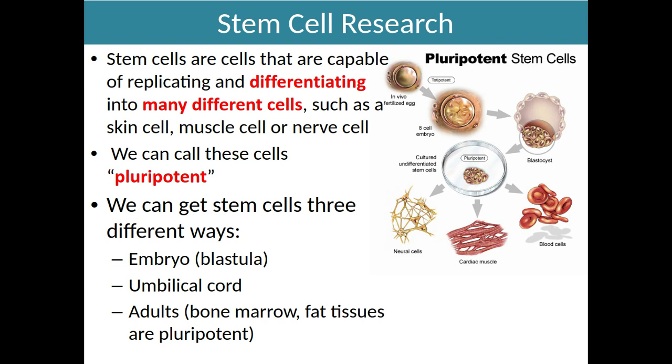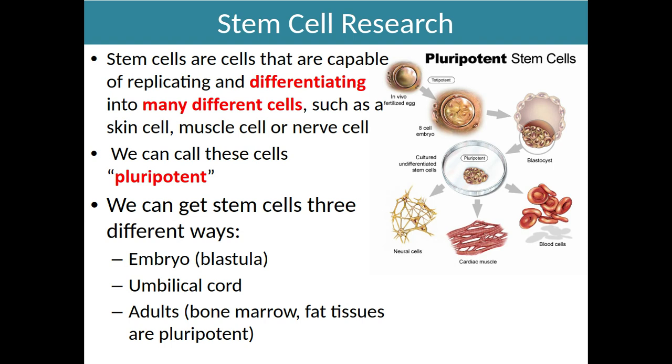We call this pluripotent. We get stem cells 3 different ways in our bodies. The embryo, which is the blastula, and the umbilical cord, which is why umbilical cord blood donations are very important. When you give birth, you can save blood from the umbilical cord because it has cells in it that are pluripotent, which are not differentiated. And so if your child ever becomes sick, you can use those stem cells to potentially help cure cancer or give them cells and replace cells that are sick. So that's a big one.